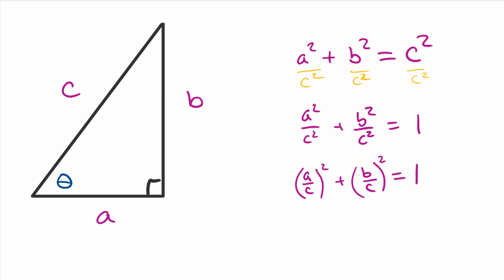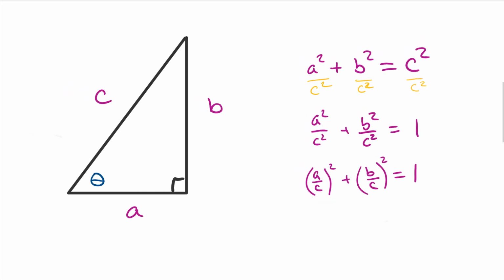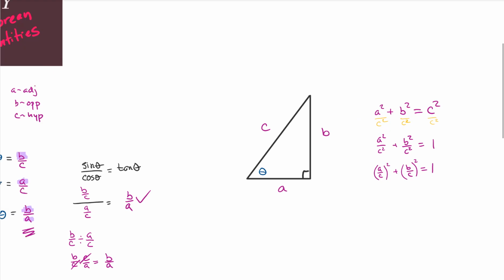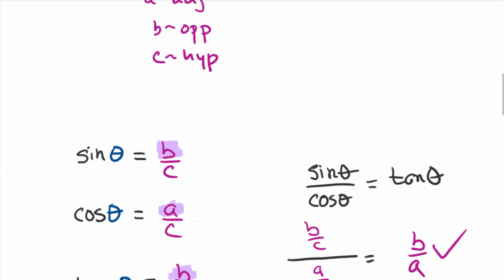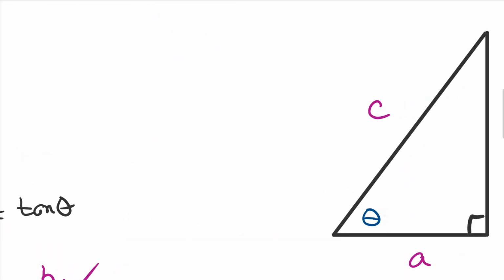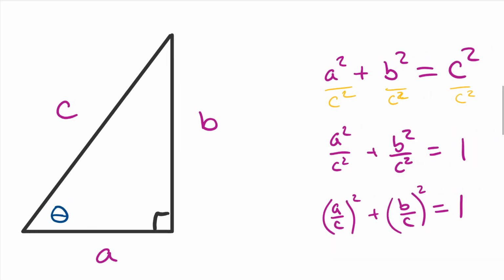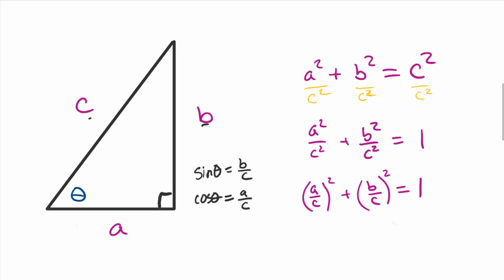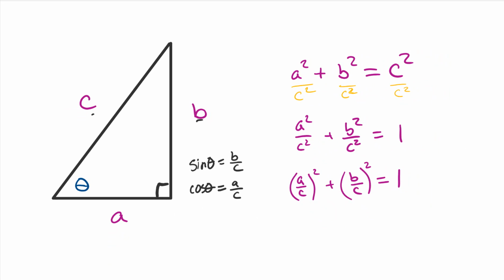Does anybody's spider senses tingle right now? I'm like, wait a second. Didn't we just talk about a over c and b over c? Sine of theta is b over c and cosine of theta is a over c. Didn't that check out? Let's look. Sine of theta, that's the opposite b over the hypotenuse c. And cosine of theta, that's the adjacent over that, so that's a over c. So I think we can replace this and get our first little ditty here.